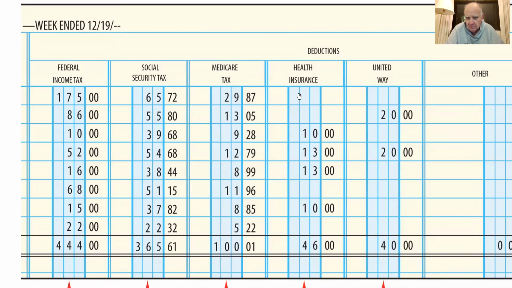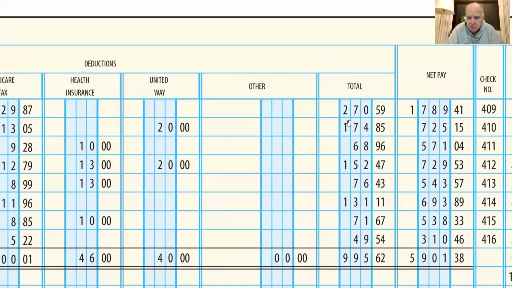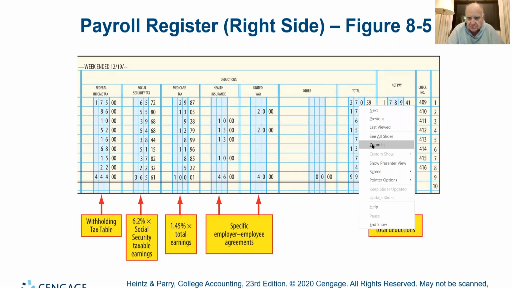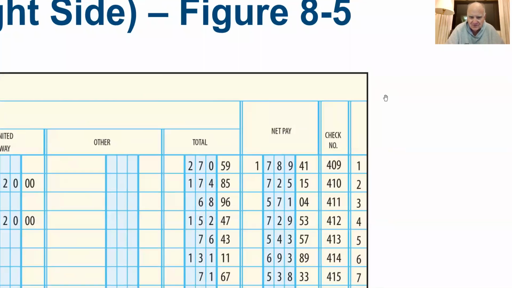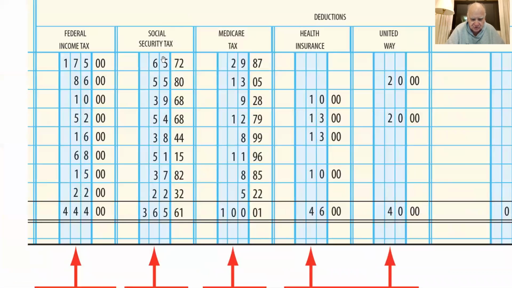Apparently, she's not interested in health insurance. Perhaps she has it through her husband or some other way. Doesn't want to give money to United Way. And we subtract all of those. And there is her total deductions. Her total deductions are right here. 270.59 total deductions. Total deductions. So 2,060 minus 270.59 is net pay. And here's the check number, huh? So that's part of what we call the payroll register.